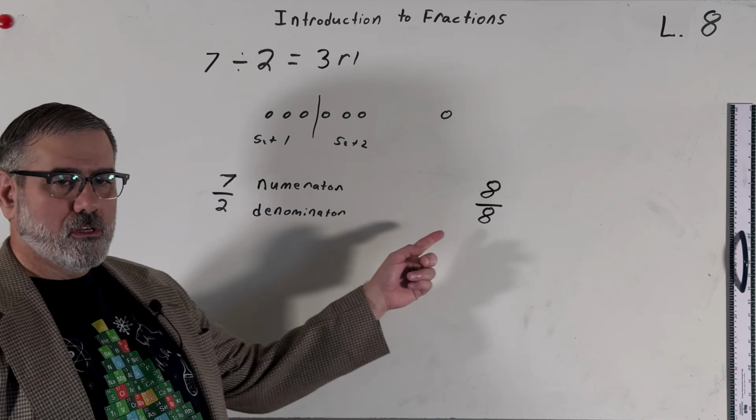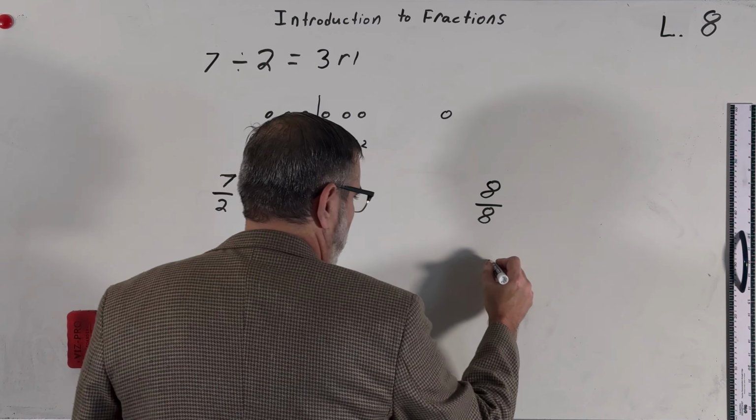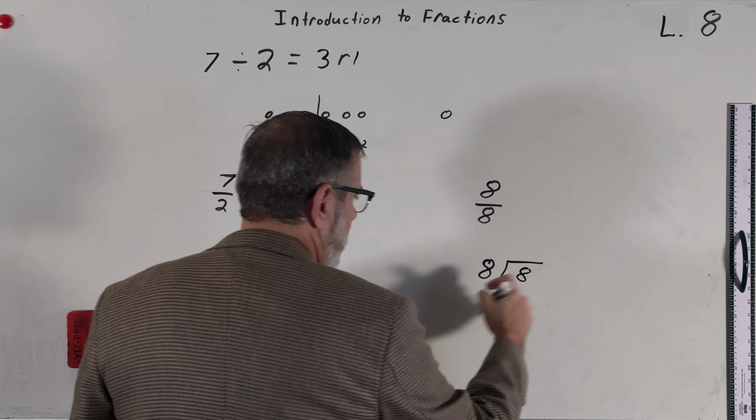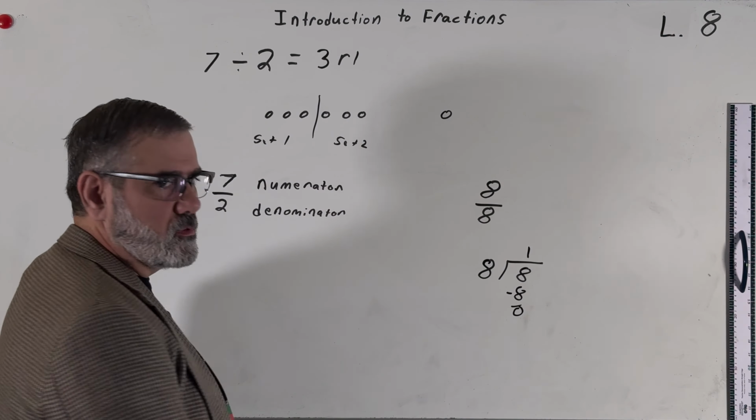Well, remember, this is just a division problem, right? So we can do this division problem. And we would say, okay, I'm going to take 8 and divide it into 8. How many times is 8 going into 8? Well, 1 times 8 is 8. That leaves me a remainder of 0, so it's 1.